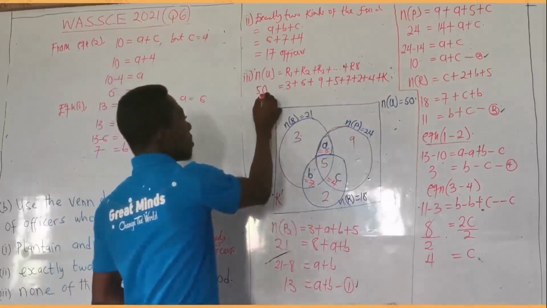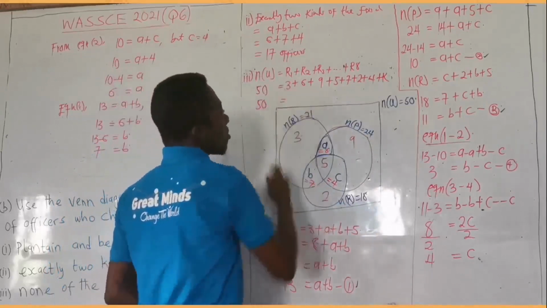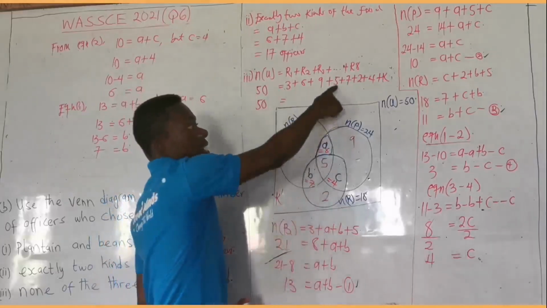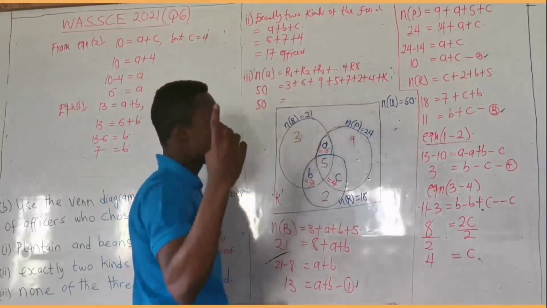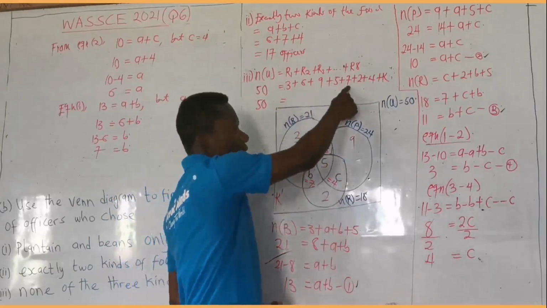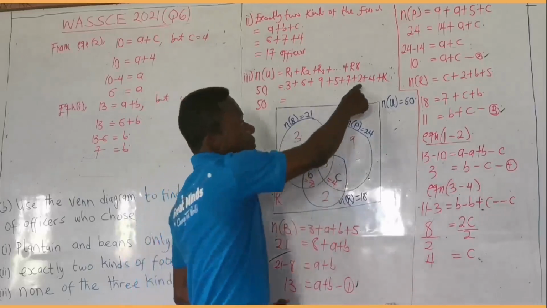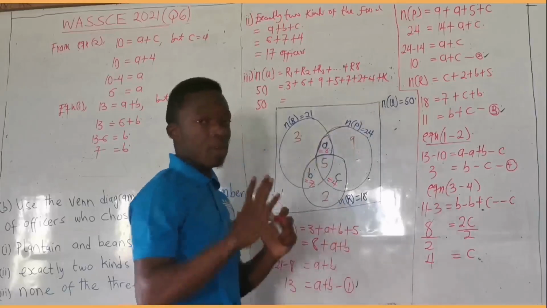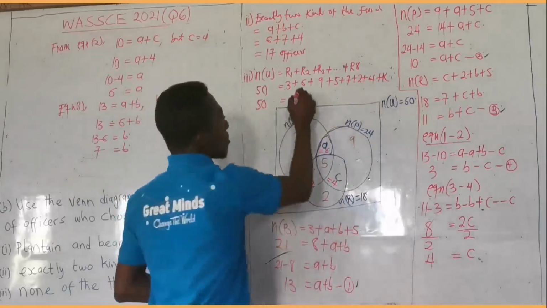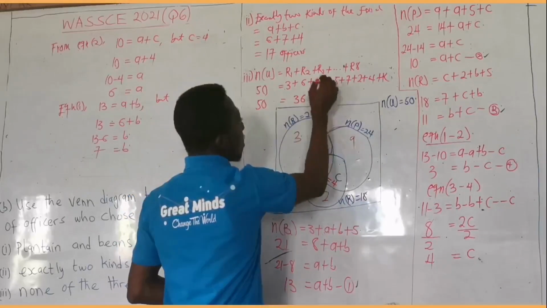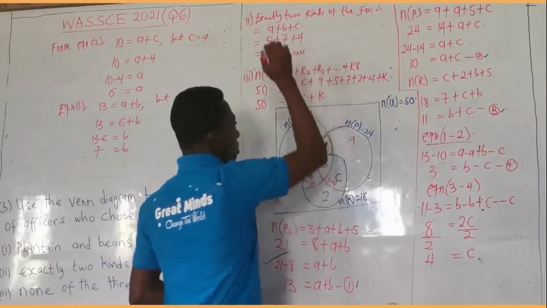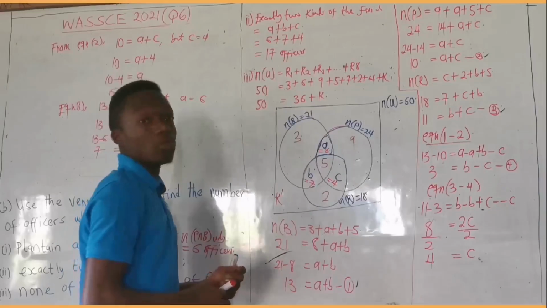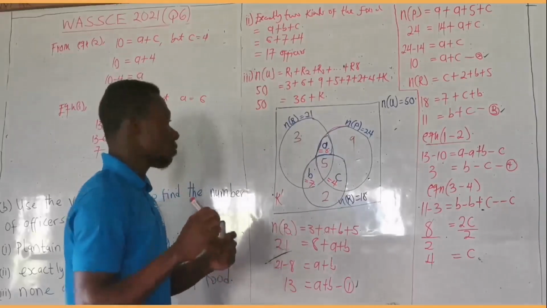So let's see, 50 is equal to 3 plus 6, which gives me 9, right? 9 plus 9, 18. 18 plus 5 gives me 23. 23 plus 7 gives me 30. 30 plus 2 gives me 32. 32 plus 4 gives me 36. So we count 36 plus K. So when I subtract 36 from 50, that is going to be those who choose none of the food in that case.